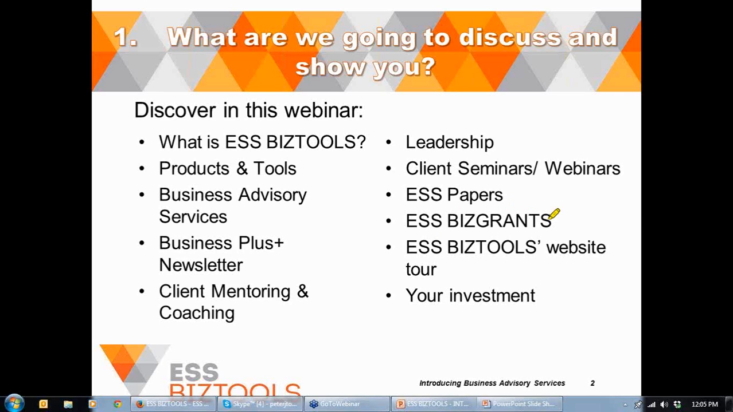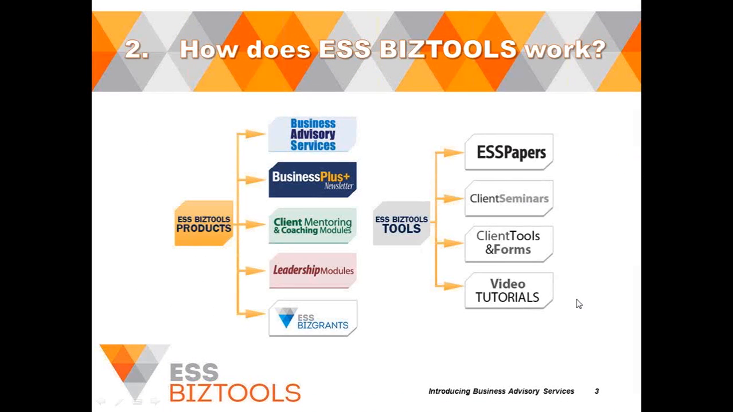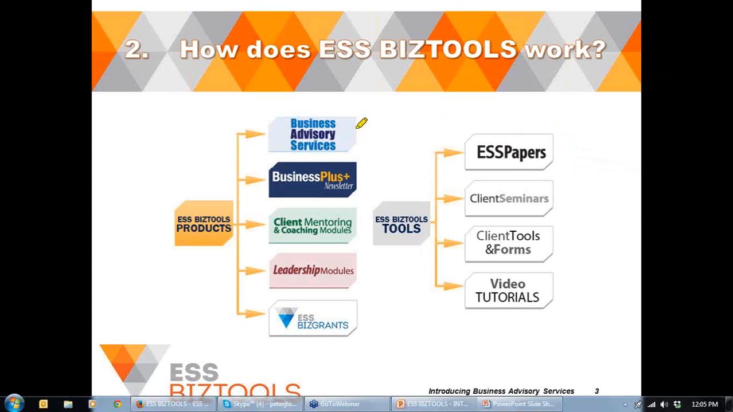We have a sister product, ESS BizGrants, which facilitates the identification of government grants for SMEs, and we are going to take you on a tour of our website at the conclusion of the webinar. So ESS BIZTOOLS is a relationship between the business advisory services, Business Plus newsletter, client mentoring, leadership, and the grants, as well as the papers and the seminars. So that's how it all fits together. And then there are hundreds of articles in the tools and forms, and there are various videos that are available to assist you with the understanding.